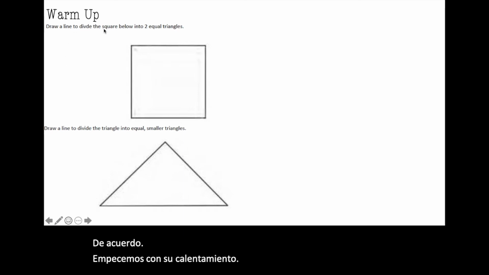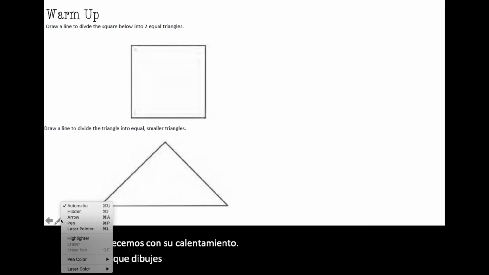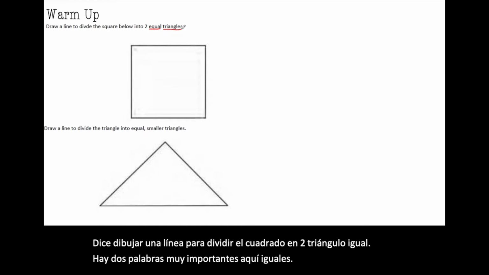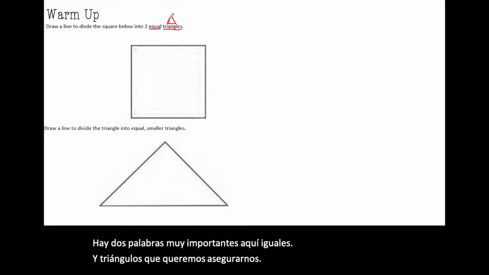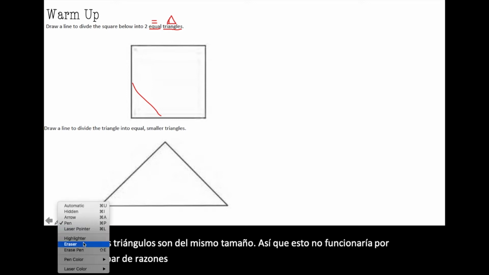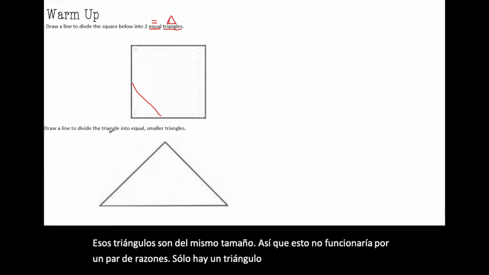It says draw a line to divide the square into 2 equal triangles. There's 2 really important words here, equal and triangles. We want to make sure that our triangles are the same size. So this wouldn't work for a couple reasons. There's only one triangle and they're not equal.